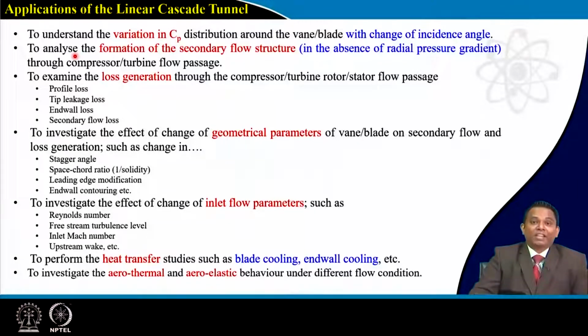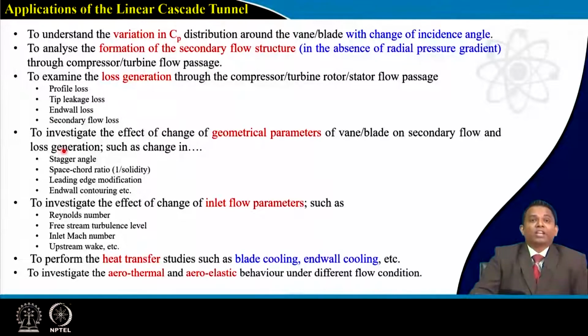Here we are neglecting the radial pressure gradient. We can examine the different kinds of loss generation: it may be profile loss, tip leakage loss, end wall loss, secondary losses. So this loss mechanism can also be understood and studied using this linear cascade tunnel.